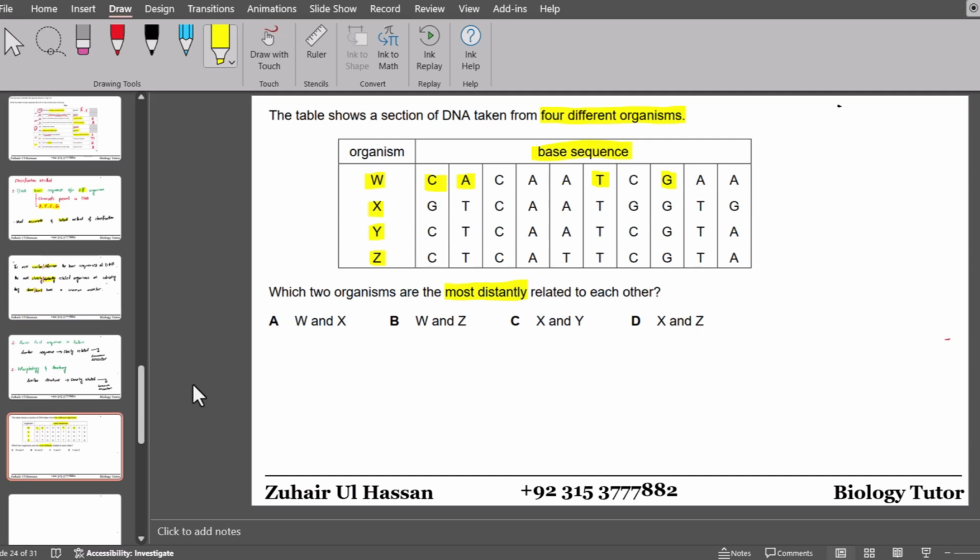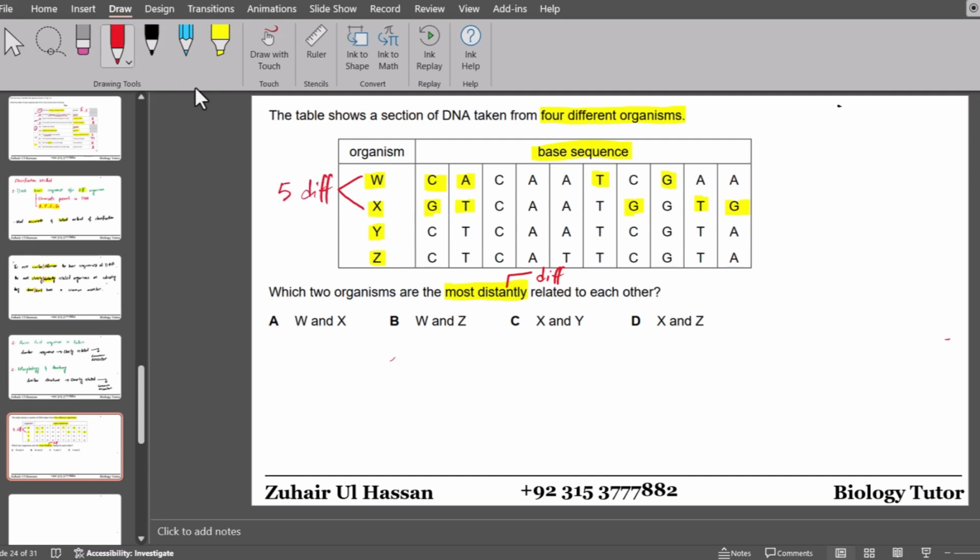It means we have to find those 2 organisms that are not closely related to each other. It means that we have to find those organisms that have differences in the base sequence of their DNA. Option 1 is W and X. So first of all, let us talk about W and X. The very first base: W has C, X has G. So one difference there. The second difference is also there. One has A, the other has T. So 2 differences. And then the third difference is here. One has C, the other has G. The fourth and the fifth difference. So W and X have 5 differences in their base sequences of DNA.